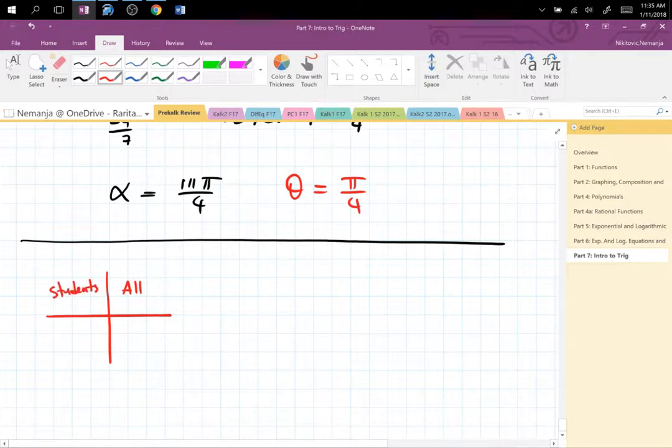All students take calculus in Hong Kong. So this chart helps you remember the signs that help with the reference angles, because sine and cosine functions in different quadrants have different signs, and I'll show that on a unit circle.